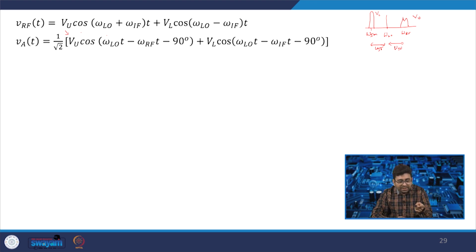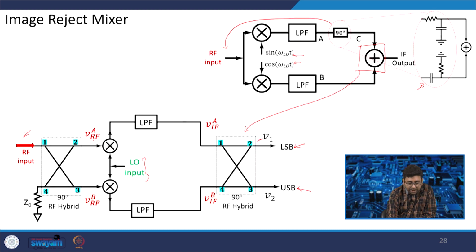Now, V_A, the voltage at port A. When we see the voltage at port A, same thing, there is a 90-degree phase shift on the upper sideband: V_u cos(omega LO t minus omega RF t minus 90), and V_L cos(omega LO t minus omega IF t minus 90). So, here this equation has been written as considered.